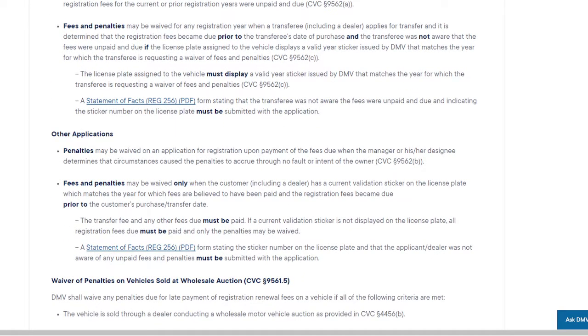Other applications. Penalties may be waived on an application for registration upon payment of the fees when the manager or his or her designee determines that circumstances caused the penalties to occur through no fault or intent of the owner.